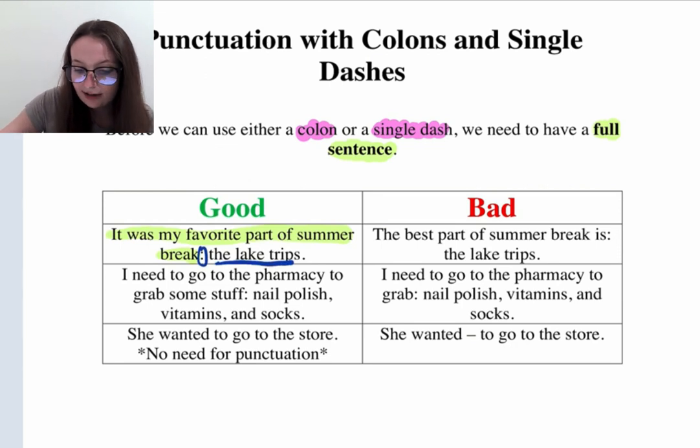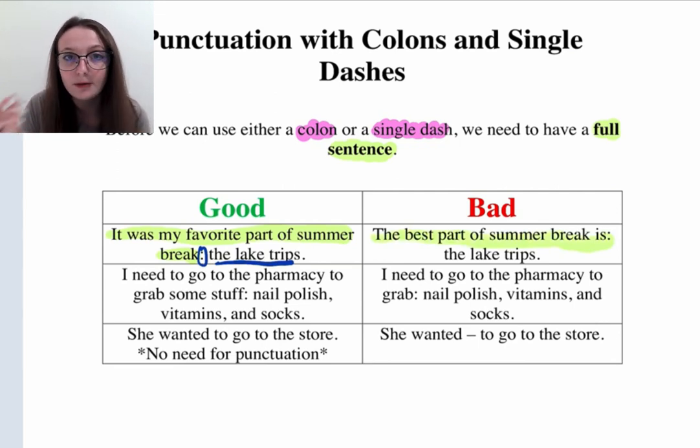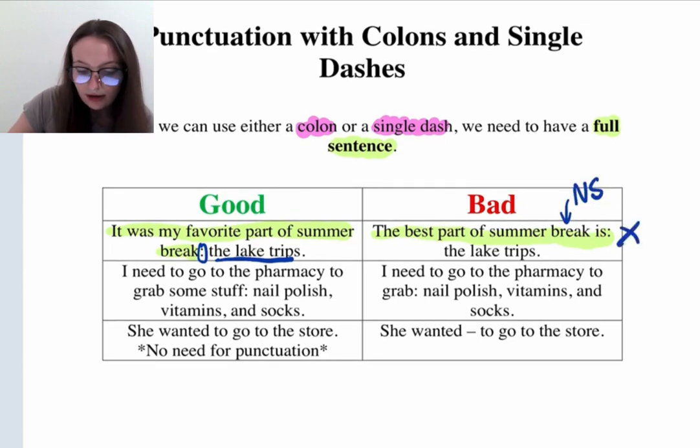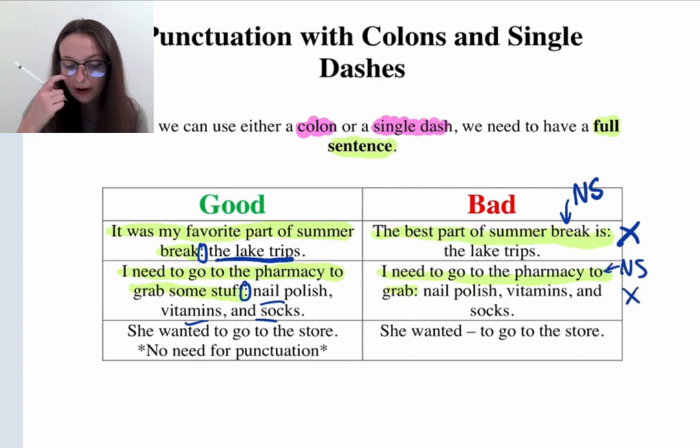But if you check in the bad column, it says the best part of summer break is, and that's not a complete sentence. So even though you might feel like you're presenting information, which you kind of are, you're still not grammatically permitted to use a colon in that situation because this is not a full sentence. So we can't do that. This would be okay. I need to go to the pharmacy to grab some stuff. That's fine. And then you can actually present what the stuff is that you need. But over here, you cannot say, I need to go to the pharmacy to grab, even though, again, it feels like you're presenting. This is not a full sentence, so you cannot use a colon here.